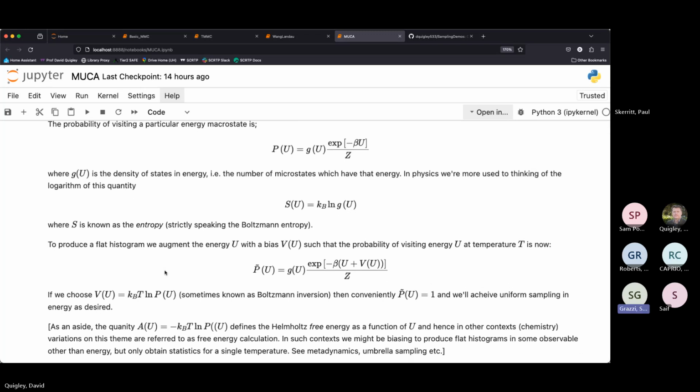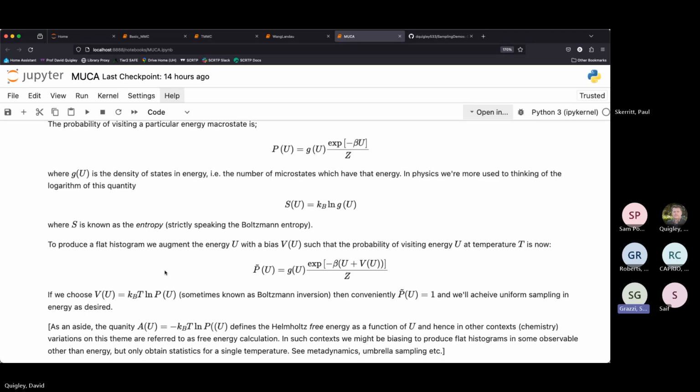I'm calling P tilde the distribution that I get in the biased simulation, which has this extra V of U on top of the energy. If I happen to choose V of U to be kT log P, then everything cancels, and P tilde of U is just 1. So within some normalization constant, I'll sample all the energies with equal probability.